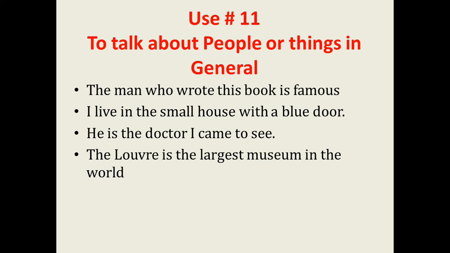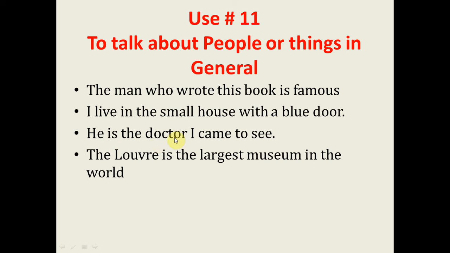Next is to talk about people or things in general. Now, the man who wrote this book is famous. Here you are not naming that particular man, but you are just talking about that person in general. I live in the small house with a blue door. Here you are just talking about that particular house, so therefore you are using the.